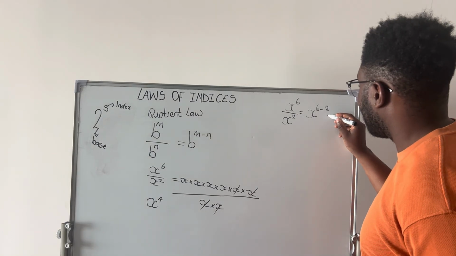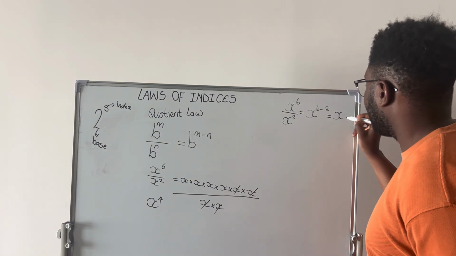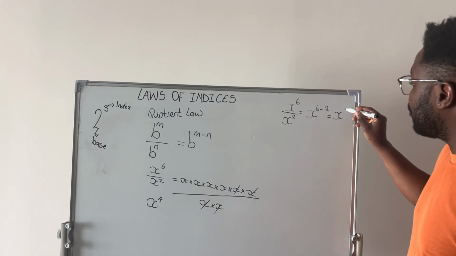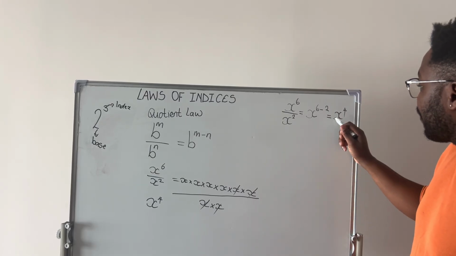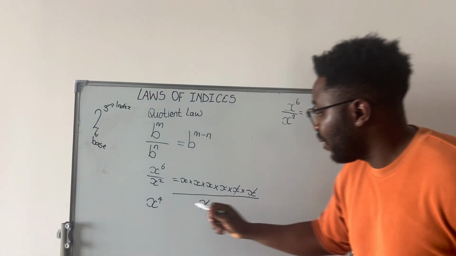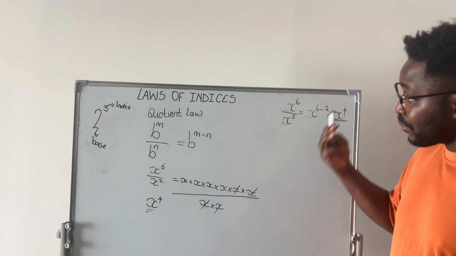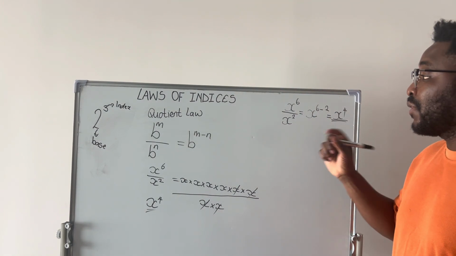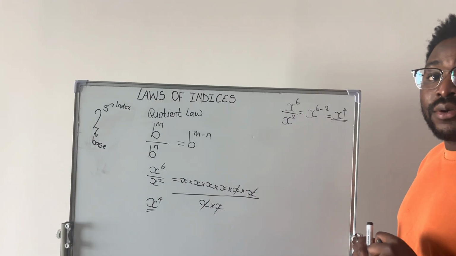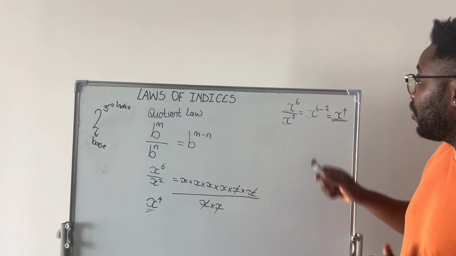What does that give us? That gives us x to the power 4, since 6 minus 2 is 4. So if you look at this answer and that answer, they are the same. That's how we can apply the quotient law.